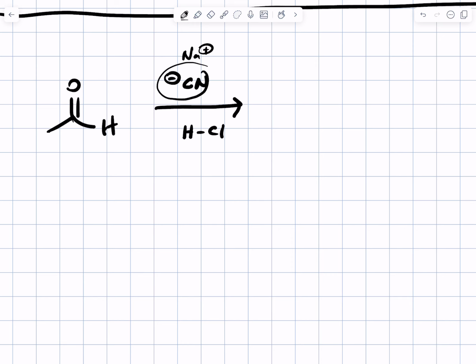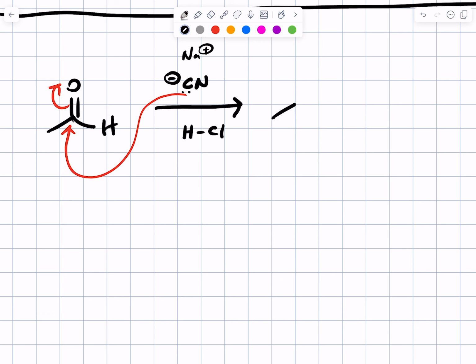CN minus reacts with HCl to make HCN, which is a poisonous gas. And I think if you smell almonds when dealing with it, you're already dead. So don't do this. There are actually better ways of doing this. Much less acidic acids you can use. But the point is that in this reaction, CN minus as the nucleophile attacks the carbonyl carbon as you would expect to get a tetrahedral intermediate. CN minus is a good enough nucleophile to attack directly.